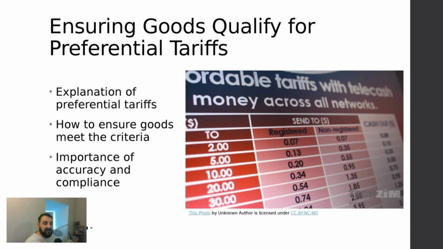Make sure your goods are either wholly obtained, substantially transformed, or go through the required processes. Over in this particular step, accuracy is key. Check all details carefully to ensure everything matches. Mistakes can lead to delays or extra costs. And I'm sure you want to avoid both of them. You don't want delays and you don't want extra costs.